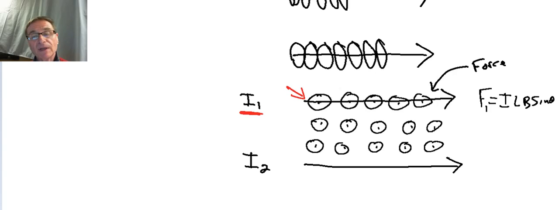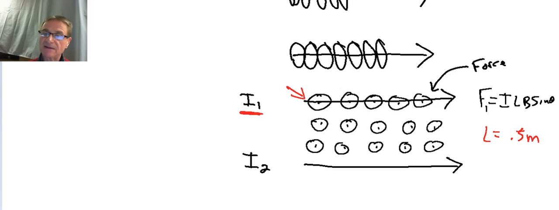What's L going to be? L is simply going to be the length of the wire that's in the magnetic field. Now, we haven't said what that is yet, so we'll say that the length L is going to be, well, let's make it easy, we'll make it 0.5 meters. Okay, so 0.5 meters in length.